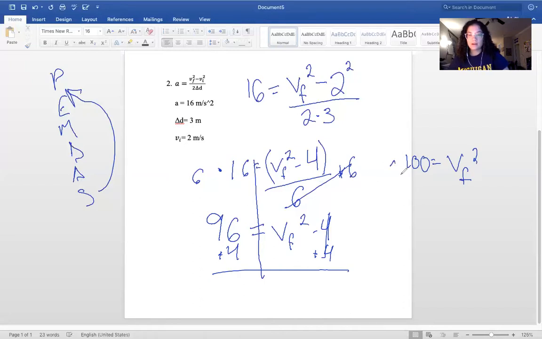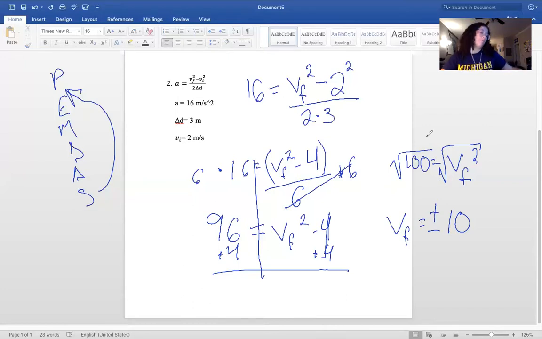We need to take our square root to undo that squared that we got there. So I now know that VF equals positive or negative 10. I say positive or negative because depending on the problem, whenever you take a square root, you wind up with this plus or minus, because 10 times 10 is 100, negative 10 times negative 10 is also 100.